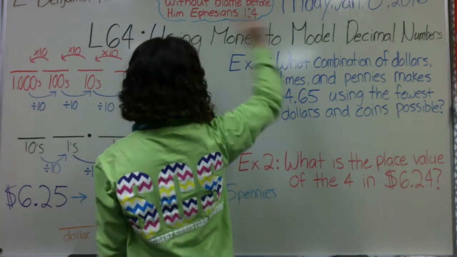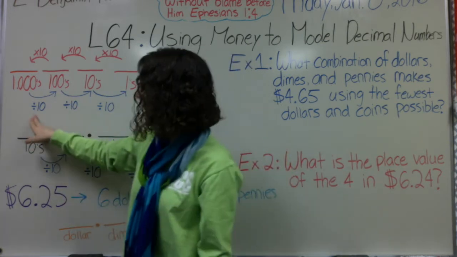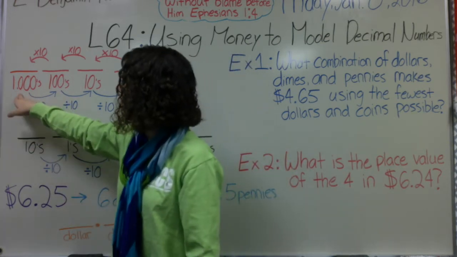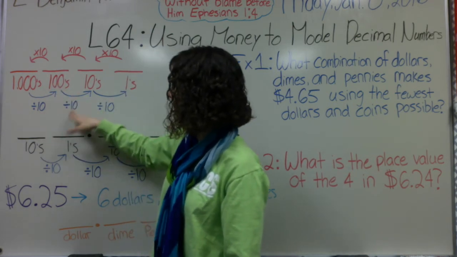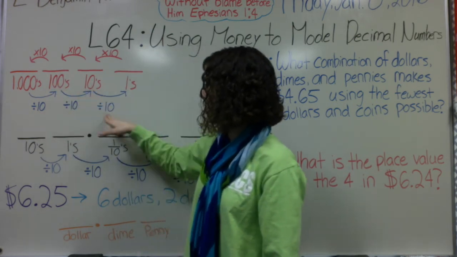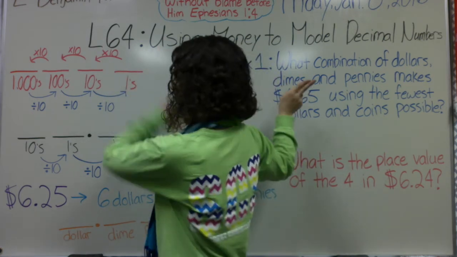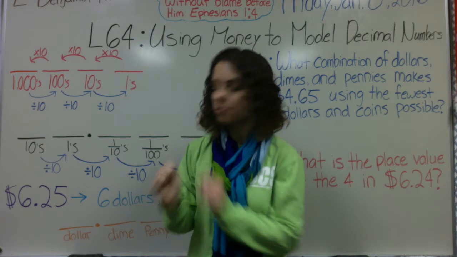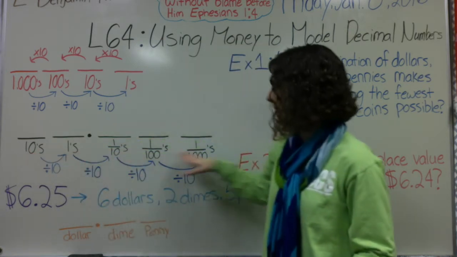However, when we move to the right, we do the opposite. We divide by 10. So 1,000 divided by 10 would be 100. 100 divided by 10 would be 10. 10 divided by 10 would be 1. So I move to the right, I divide. Move to the left, I multiply. So this is an example with our place value of decimals.